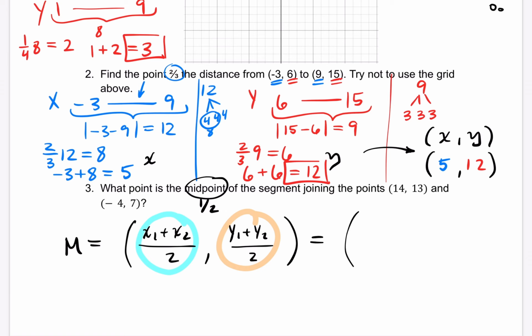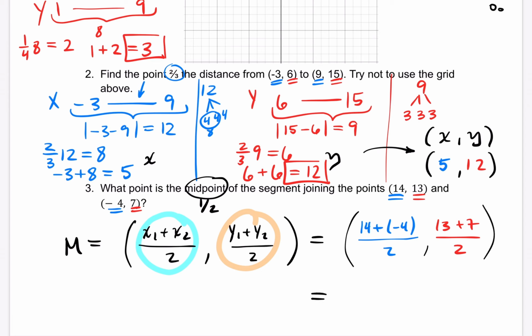And of course, if we wanted to plug that in, we could just do exactly what it says. Let's see, in blue, we have 14 and negative 4. So, 14 plus a negative 4 over 2, comma. And then in red, we have the y coordinate, same thing, 13 and 7. 13 plus 7 over 2, close parentheses.